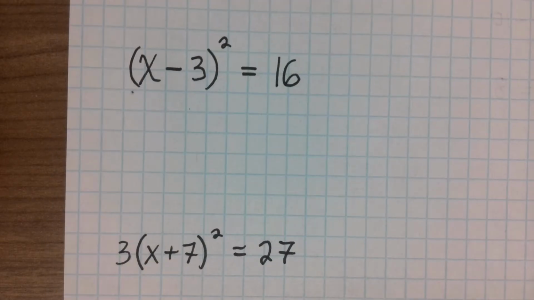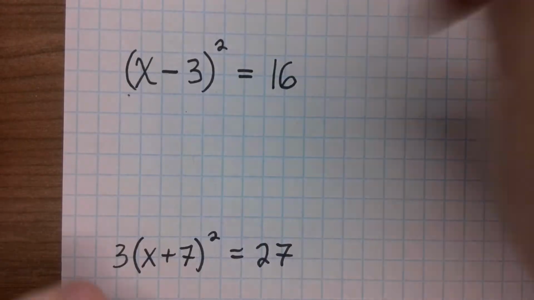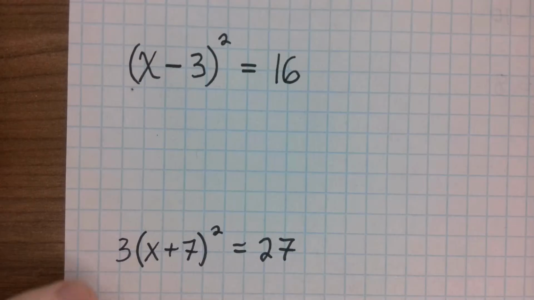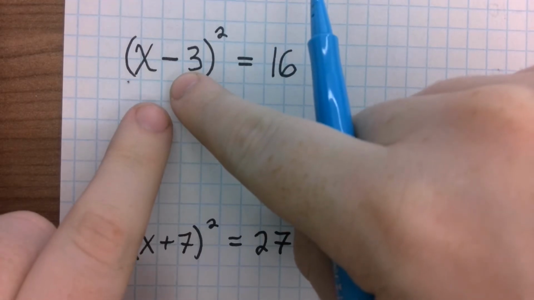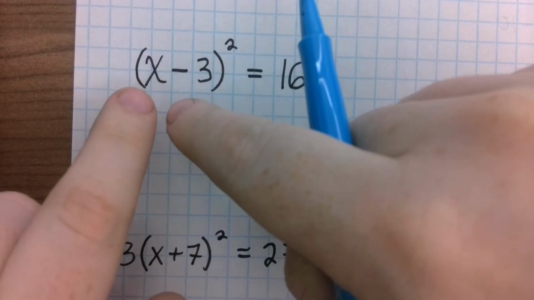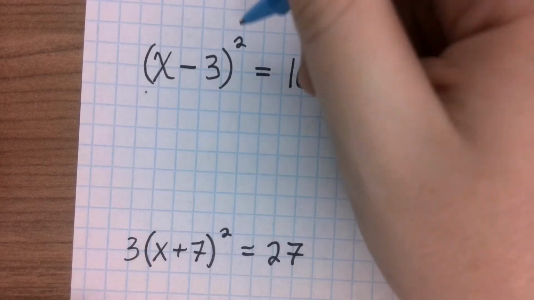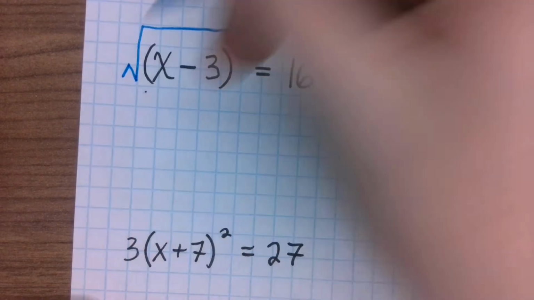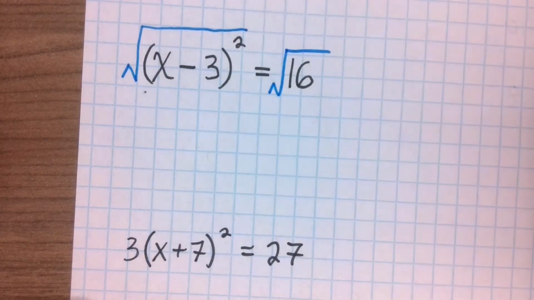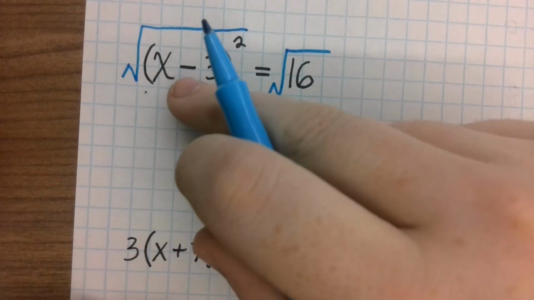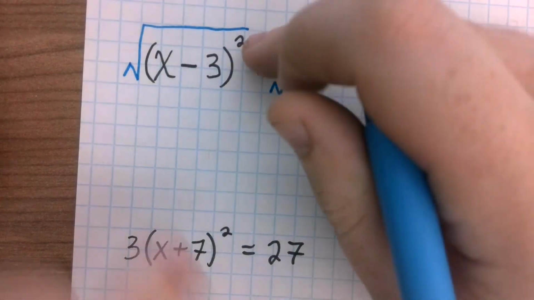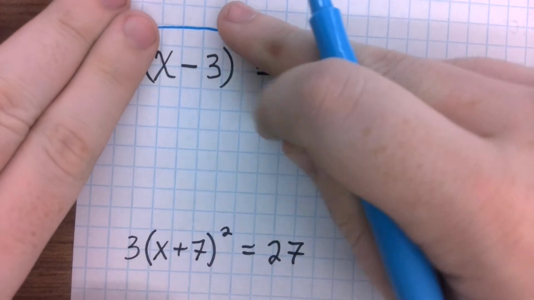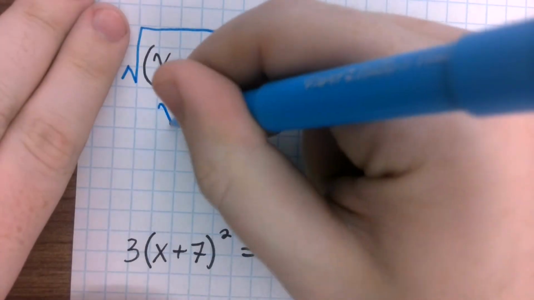Let's take a look at x minus 3 squared equals 16. Well, again, we want to get x by itself. X is trapped inside of parentheses with this minus 3, so we wouldn't touch that until the very end. But this square is on the outside, so, just like the last one, we square root both sides. The square and the square root cancel out, and we'll just be left with x minus 3.